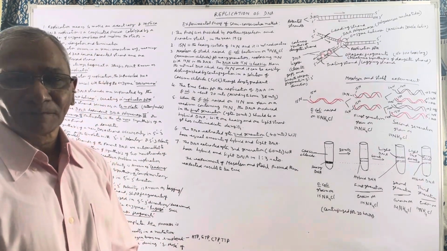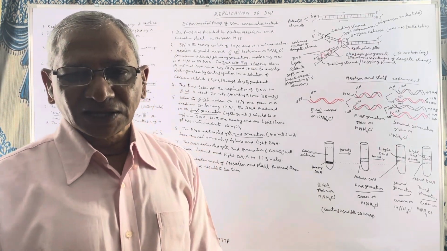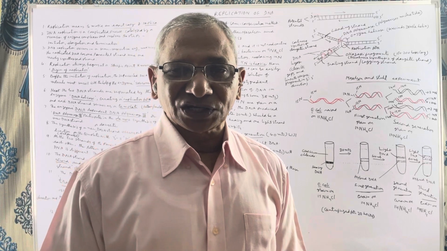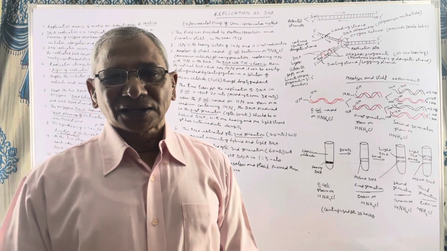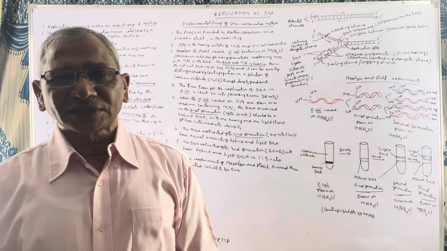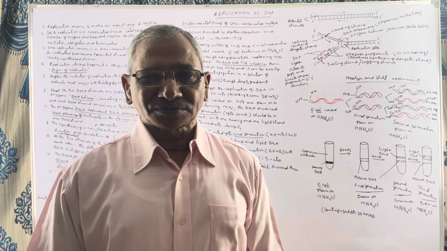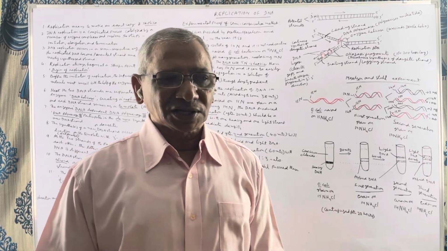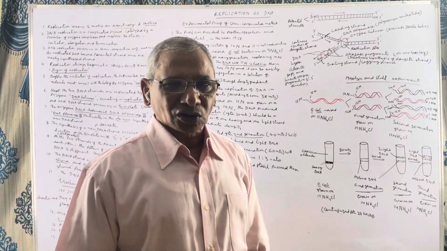So in this way, DNA replication always occurs in a semi-conservative fashion. That means the daughter DNA always receives one strand from the parent and it synthesizes the second strand on its own, and it is known as daughter DNA. So that is about replication of DNA. In the next class, we will take up the transcription of DNA.